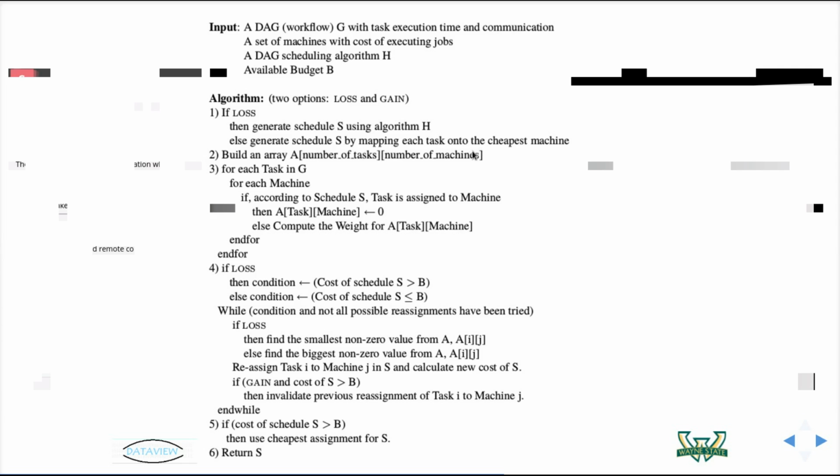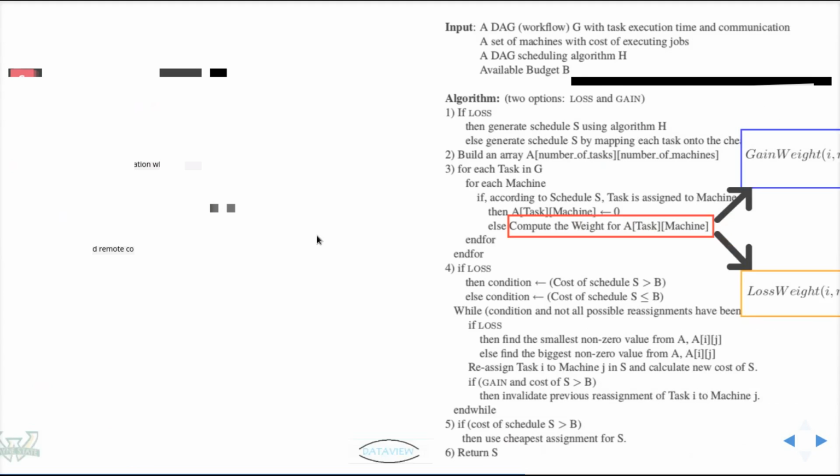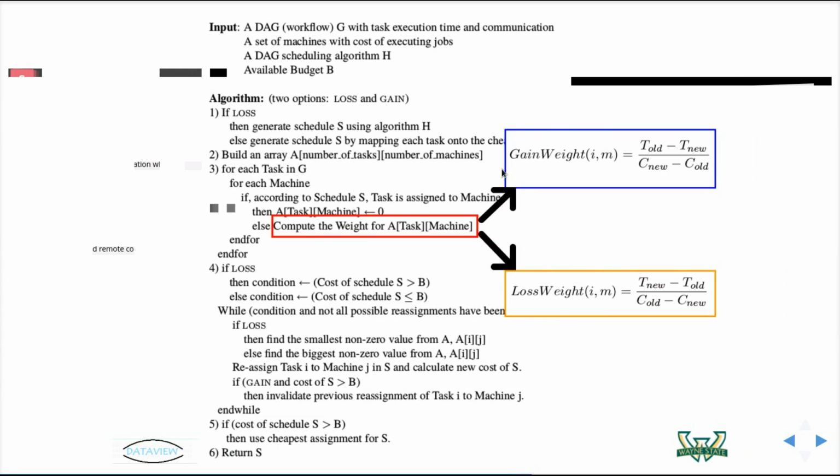So based on this, we are going to make the weight table for each task and for each machine. We will assign the task to the machine, and we check if the task is assigned to the machine. Therefore, the value for that task and that machine on the table will be 0. Otherwise, we should compute the weight. But for the weights, we have two options: gain weight and loss weight.